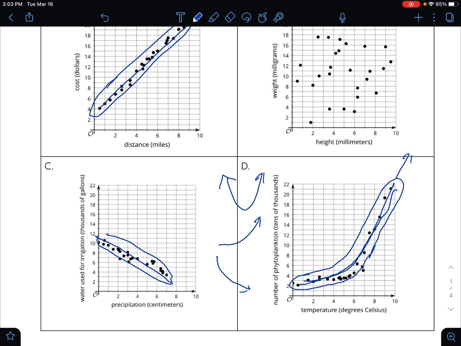As the temperature increases, the number of phytoplankton, which is I think a little animal, isn't it? Plankton is what whales eat. I want to say a plant, but I think it's a little animal that are in the water. I'll have to look that one up again, remind myself.